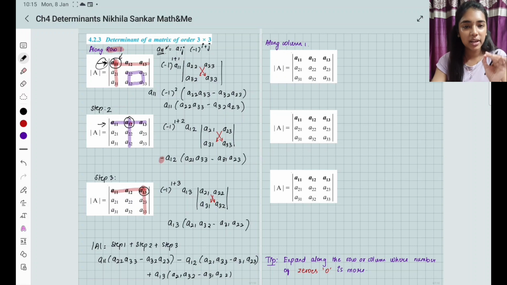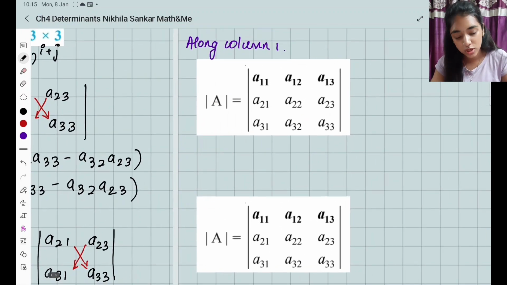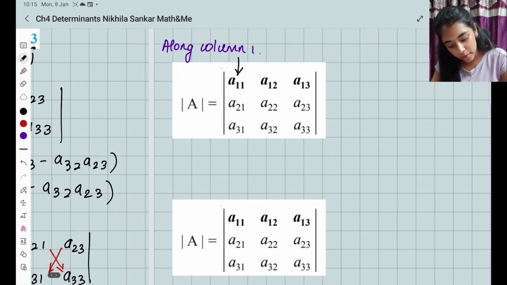நம்ம determinant எப்படி எடுக்க போறோம்? எந்த ரோல maximum number of zeros இருக்கோ அப்படி எடுக்க போறோம். இப்போ column 1 வெச்சு நம்ம ஒன்னு பார்க்கலாம். So column 1 என்ன அர்த்தம்? I'm talking about this particular column.